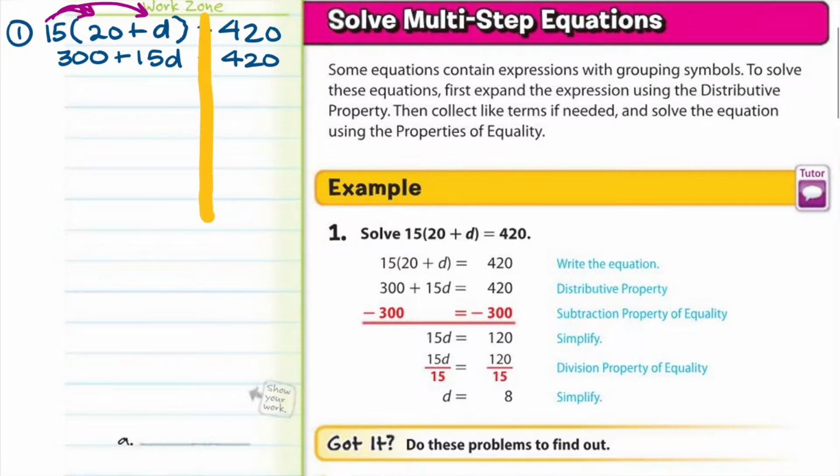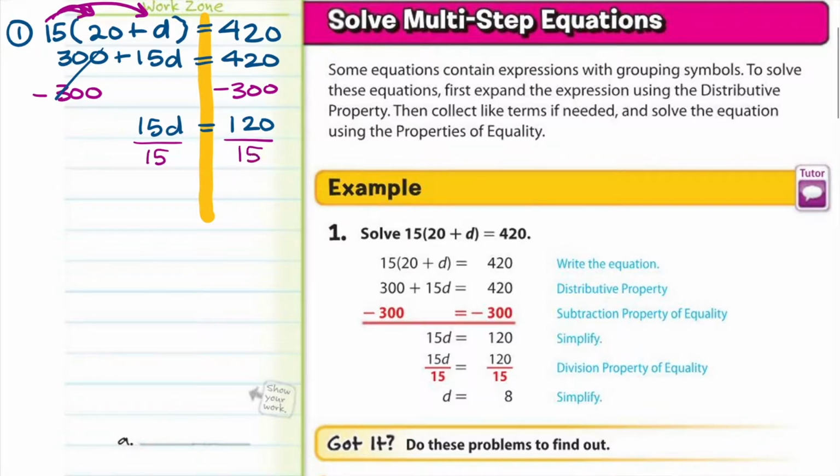Mustn't forget writing our wall, so we make sure whatever we do to one side, we also do to the other. Now we're going to begin by isolating our variable terms, so we will subtract 300 from the left-hand side and subtract it over to the right. That makes 0 on the left. You have 15d is equal to 120.